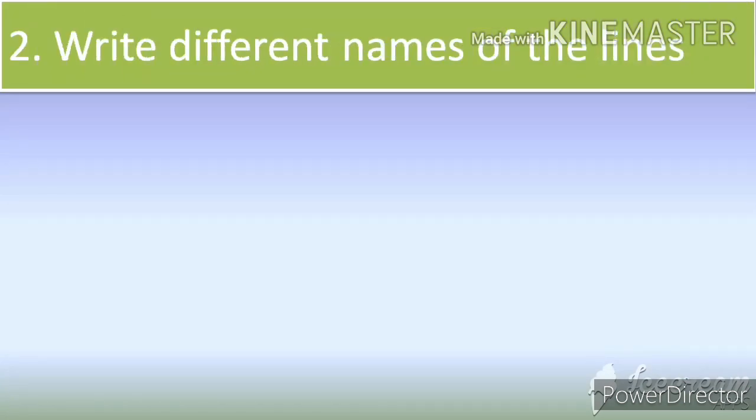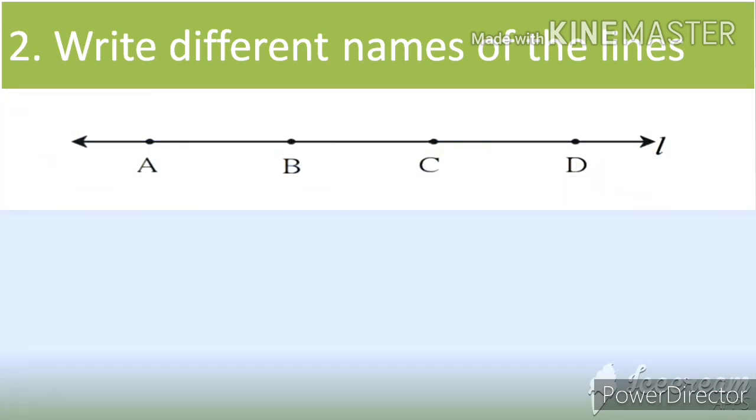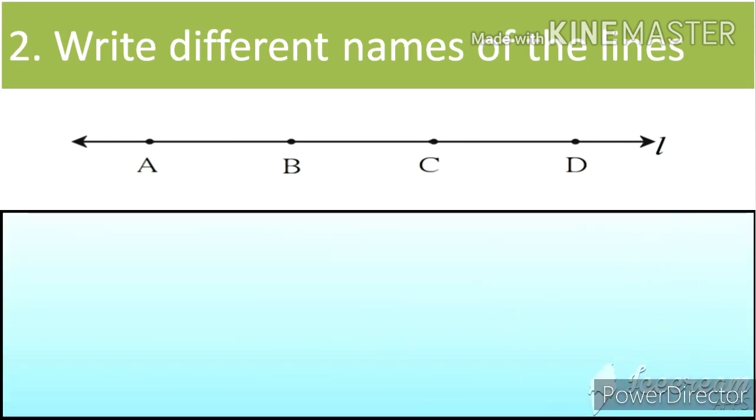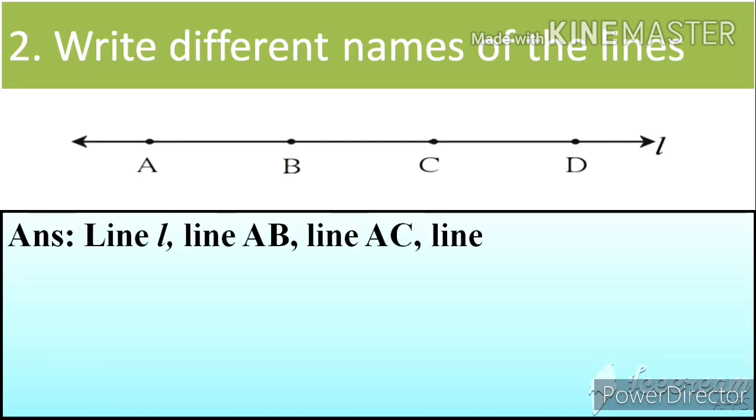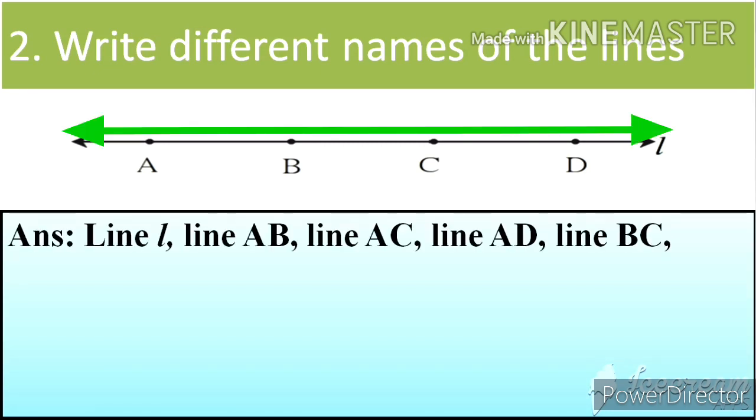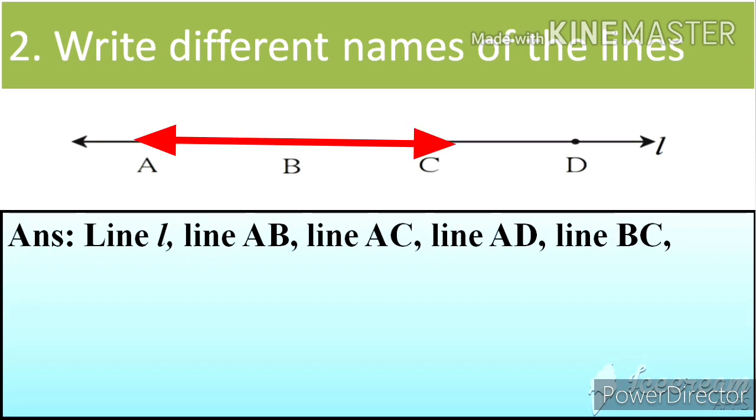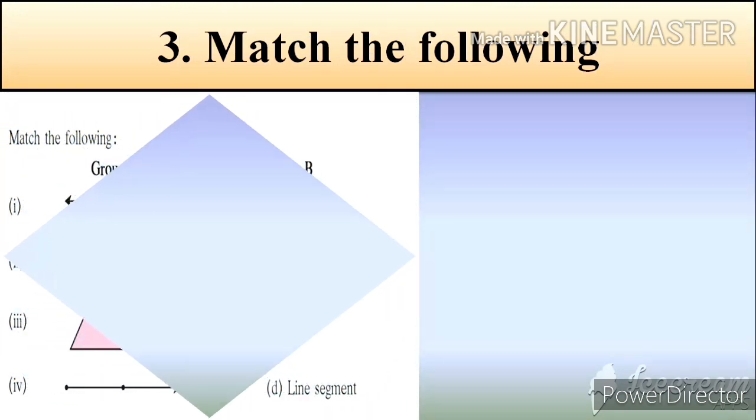Now question number 2 is, write different names of the lines. Now the figure is drawn on the screen. If you see, there is a line L. The whole line name is given as L. Line AB, line AC, line AD, line BC, line BD and line CD are the lines of the given figure with different names.